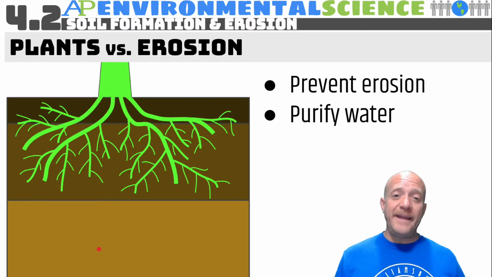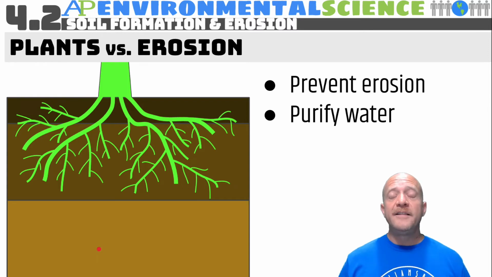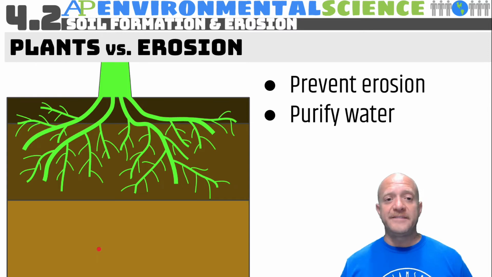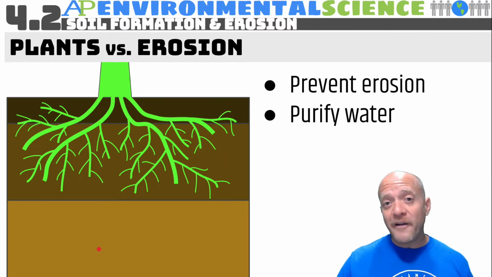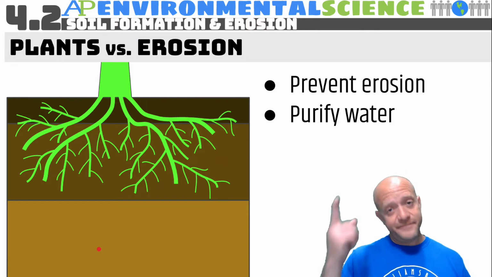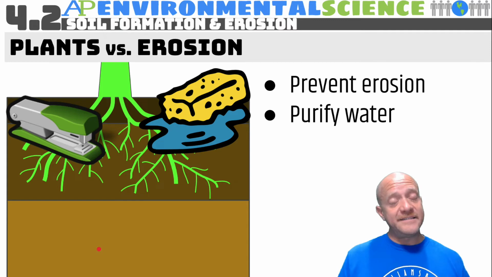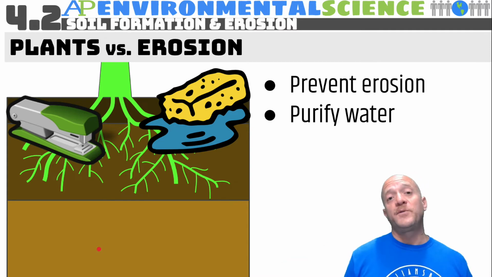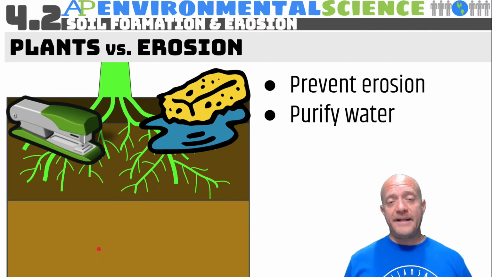So plants help prevent erosion, and they also help to purify water. This is the most important things that plants do. Well, they provide oxygen. Okay, maybe that's a little bit more important, but they prevent erosion and purify the water. I always say staplers and sponges. They act as a stapler because they hold the soil in place. They act as a sponge because they soak up extra water. That is the major benefit that plants provide.